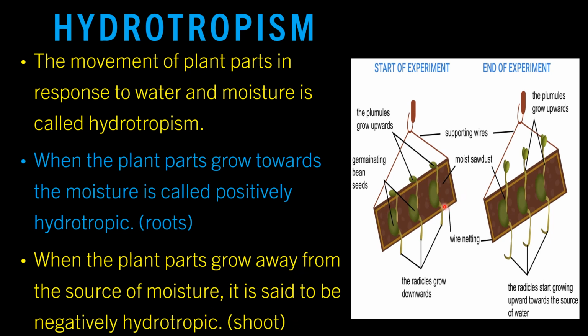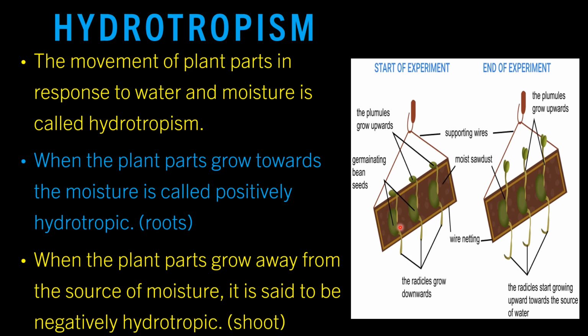Here I will explain one activity. Take a piece of wire netting or gauze. Here you can see that. Suspend it by means of wires. Moist sawdust and some germinating seeds are placed on the wire netting. Here you can see that some germinating bean seeds are embedded in the sawdust.